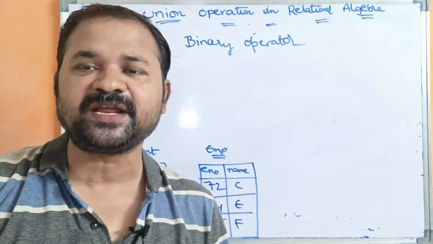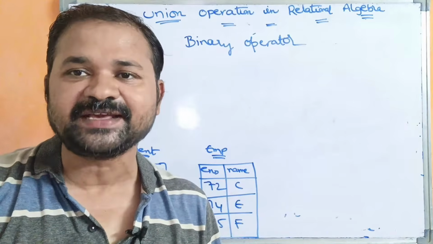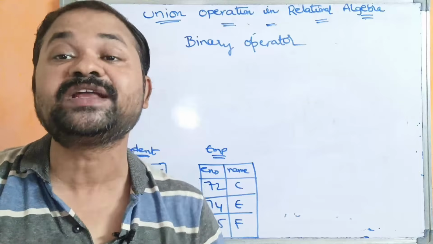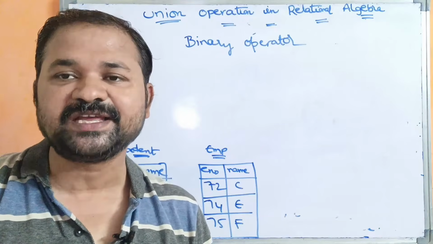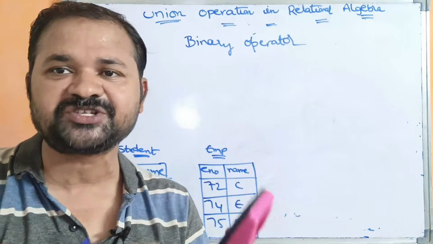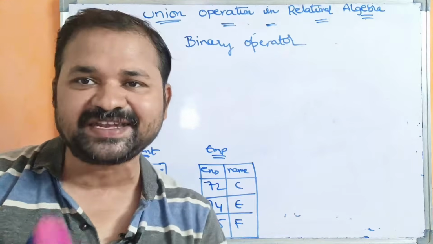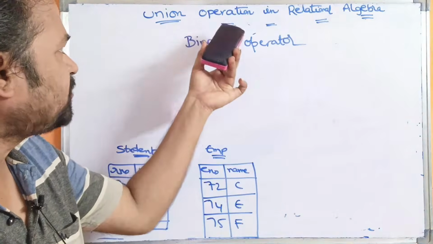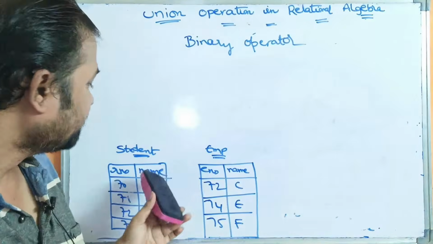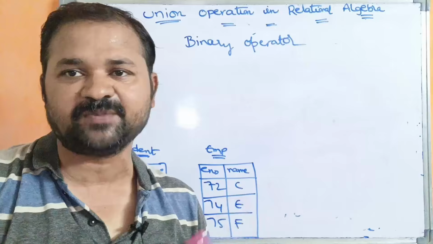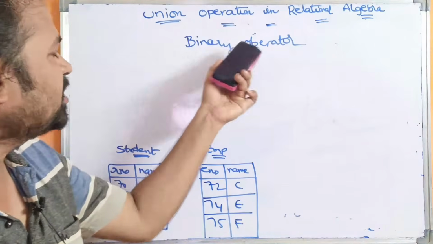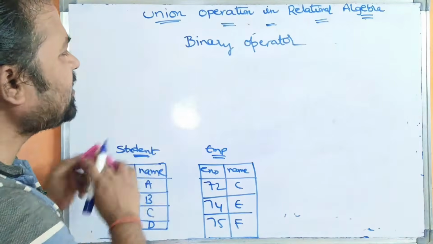Whereas project operator and select operator are called unary operators. Why? Because in order to perform project operation or select operation, we require only one relation or one table. But here, in order to perform union operation, we require two relations or two tables. So that's why union operator is called a binary operator.